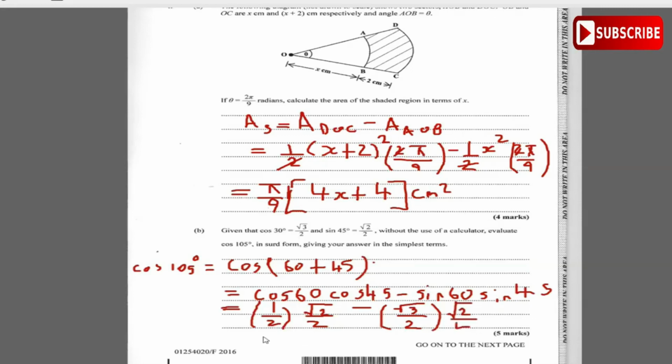So working this out, it finally works out to be 1 times root 2 is root 2. Now root 3 times root 2 is root 6. So it works out to be root 2 minus root 6, over 2 times 2 is 4. So let's put over 4. So it's root 2 minus root 6 over 4, joining them as one fraction. Nice and easy. All right. 5 marks to do that, to do nothing.